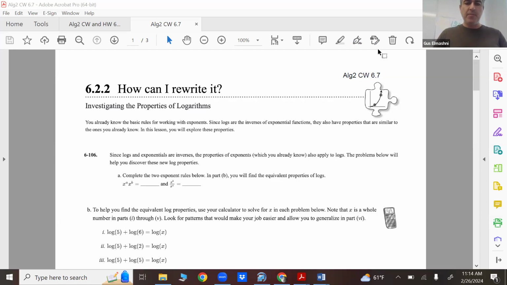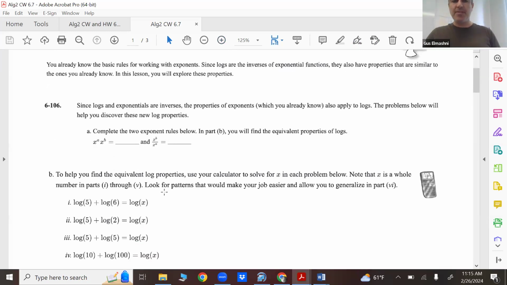let's revisit some things about exponents. Remember, logs are the inverse of exponential functions, as you see in the first sentence up top. And the properties are similar to ones you already know. So let's talk about the properties you already know. Let's take a look at 6106. You see two powers, something you should already know. So you have x to the a and x to the b. These are two powers with the same base.